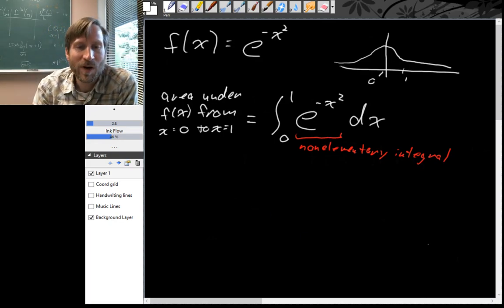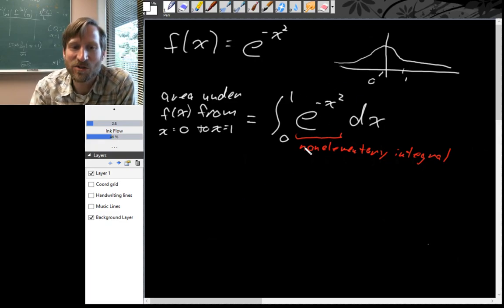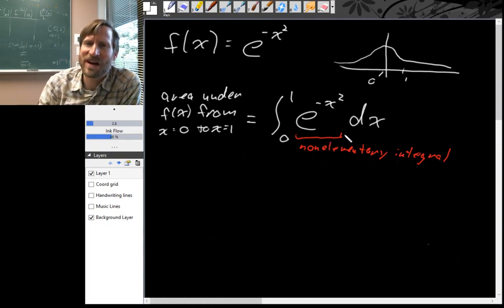So what can we do? If we can't find an antiderivative for this function, we aren't going to be able to use the fundamental theorem of calculus to evaluate this integral. Really, the best we can do is use some sort of approximate method for evaluating this integral. Something like the trapezoid rule or Simpson's method, one of those kinds of things.